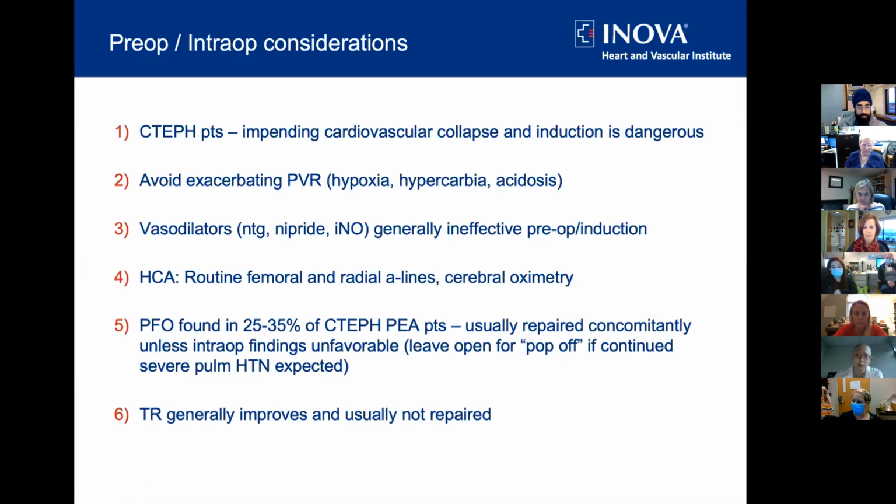We do routine cerebral oximetry as well, as a way of monitoring any suggestion that there is increased risk for a neurologic event while we're doing the operation.